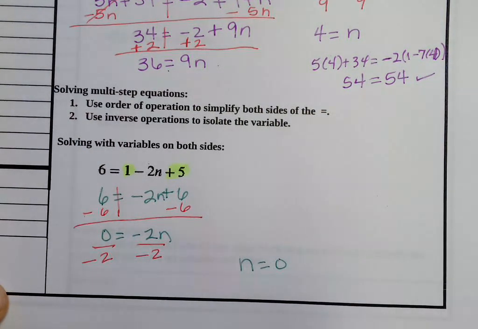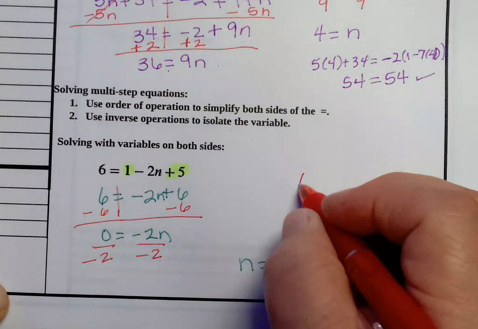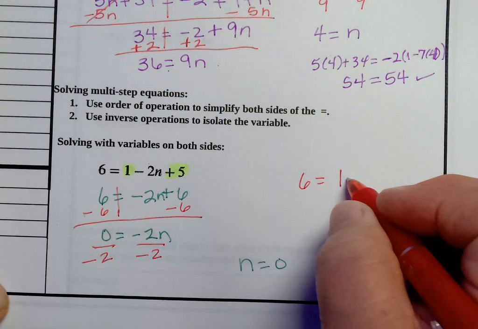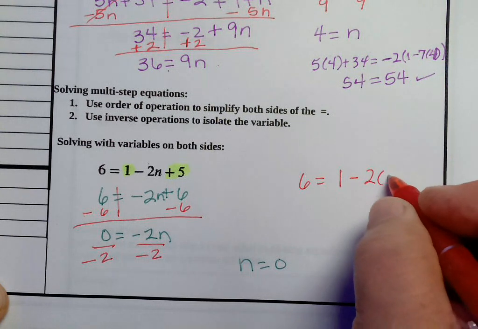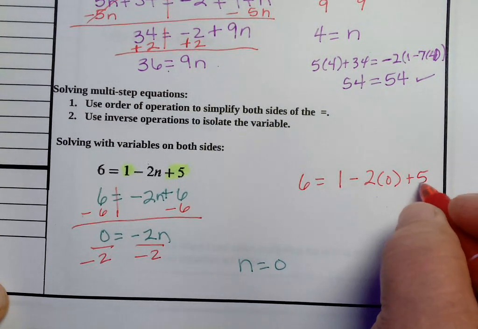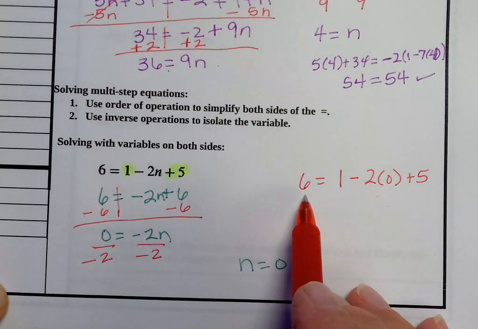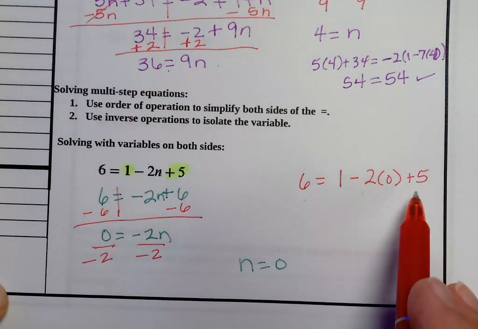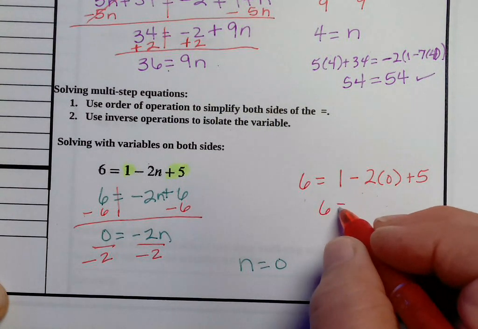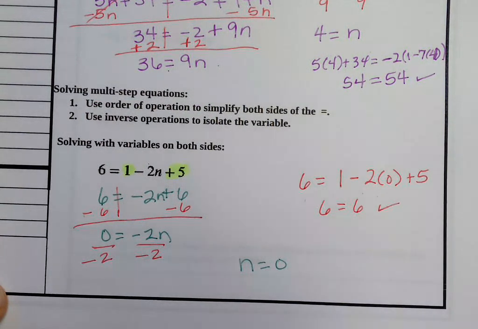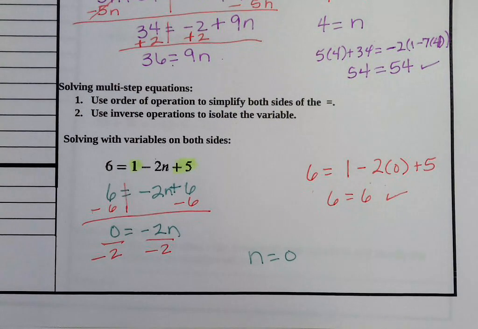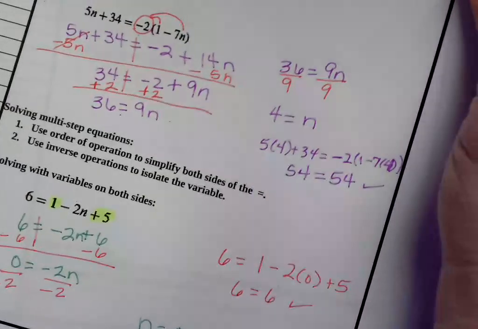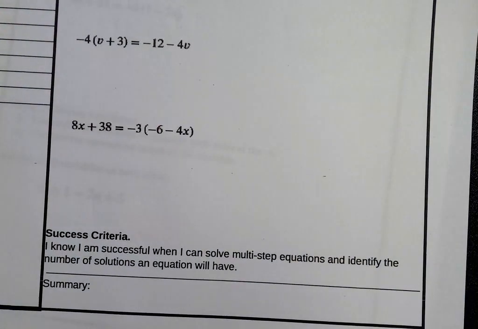If I put it back in to check it, is 6 equal to 1 minus 2 times 0 plus 5? Is 6 equal to 1 minus 0 plus 5? 6 is equal to 6. I've checked it and it works. Anytime you feel comfortable, you can pause the video and complete the notes on your own.